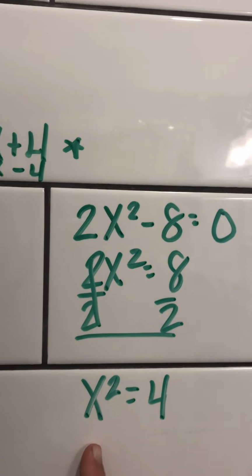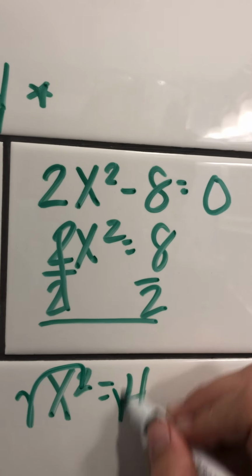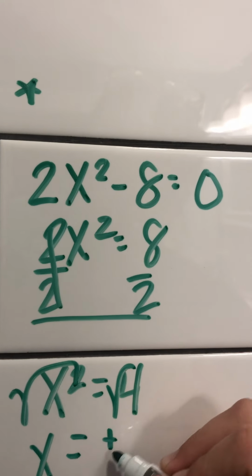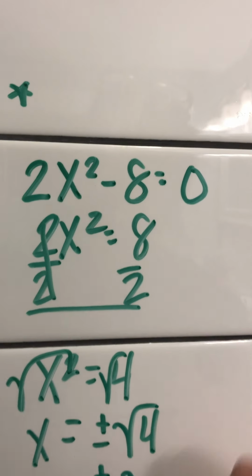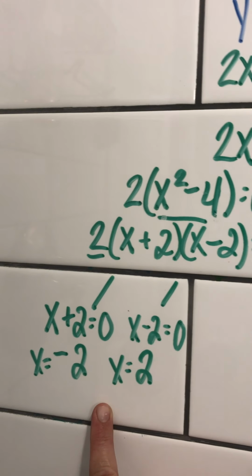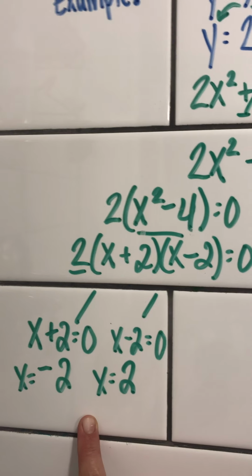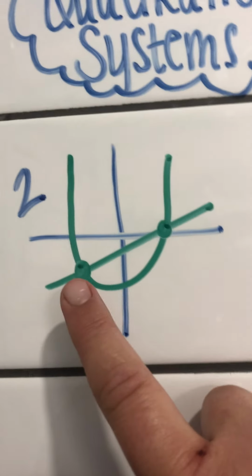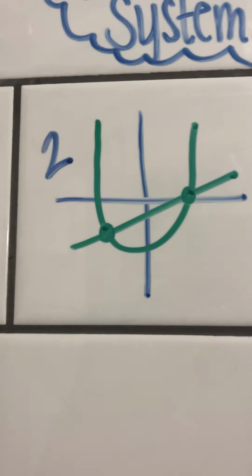Now to undo something squared, you do the square root. So I'm going to have x is equal to plus or minus the square root of 4, which means it's equal to plus or minus 2. So either way, I get the same answer, a positive 2 and a negative 2. And those are the x values in my system. So for example, if this were the system, I have the x value for this point and the x value for that point. Now I need to go back and find the y's.